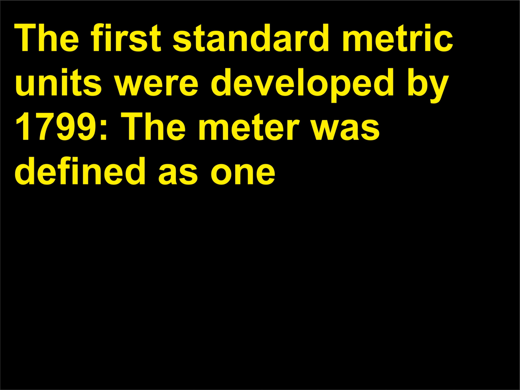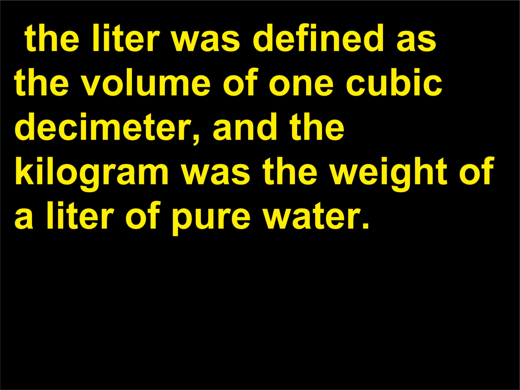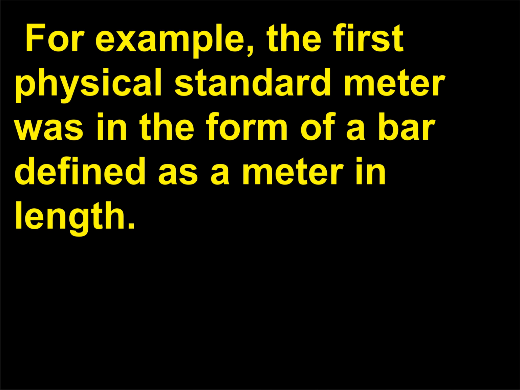The first standard metric units were developed by 1799. The meter was defined as 1/10,000,000th of the distance from the equator to the North Pole. The liter was defined as the volume of 1 cubic decimeter, and the kilogram was the weight of a liter of pure water. The standards metamorphosed over the years. For example, the first physical standard meter was in the form of a bar defined as a meter in length.